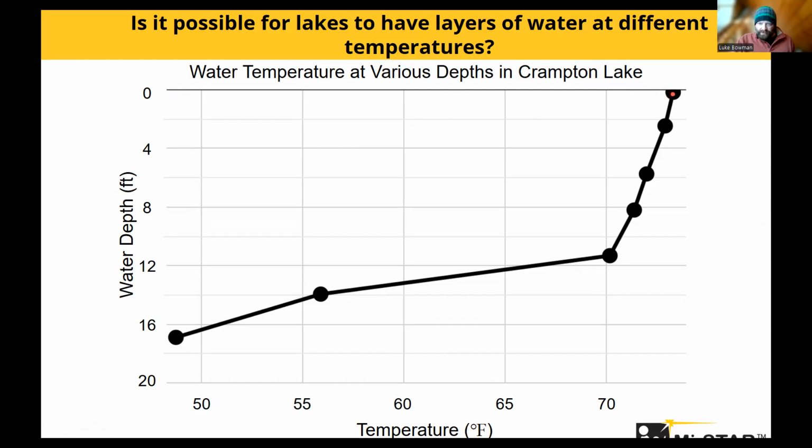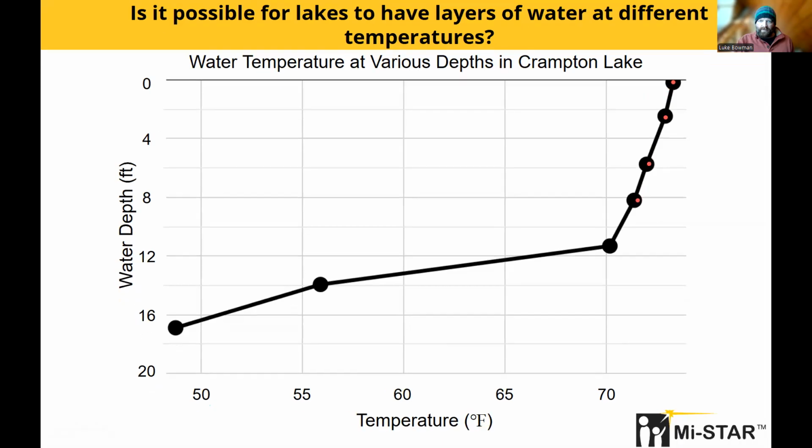And then I like to look at how many points are being represented on the graph. So these researchers took 7 measurements, 1, 2, 3, 4, 5, 6, 7. So we have 7 temperature measurements at different depths of Crampton Lake. Then I like to look at the interval between each bin.